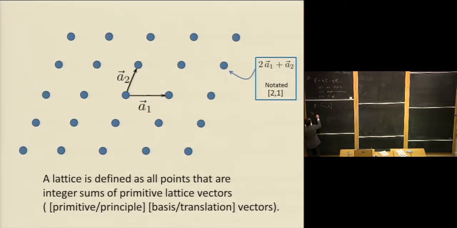In 3D, we would write r equals n1 a1 plus n2 a2 plus n3 a3. And the a's should be non-coplanar, so that we're talking about something that's three-dimensional. And we can notate it as R equals brackets n1, n2, n3, like that.